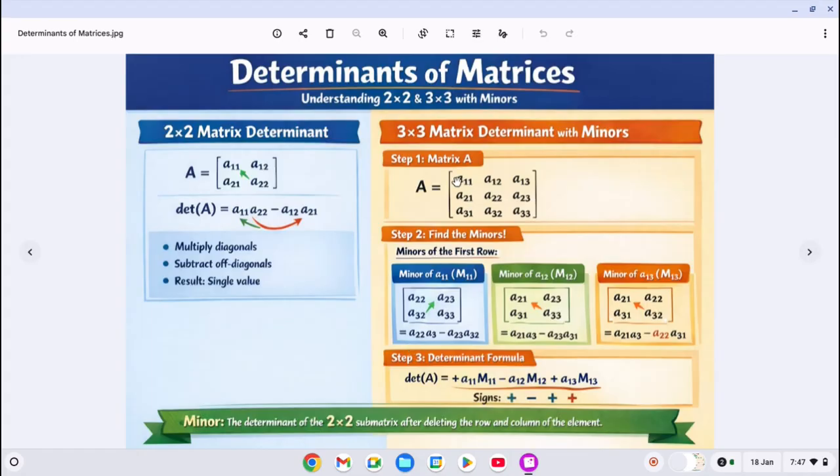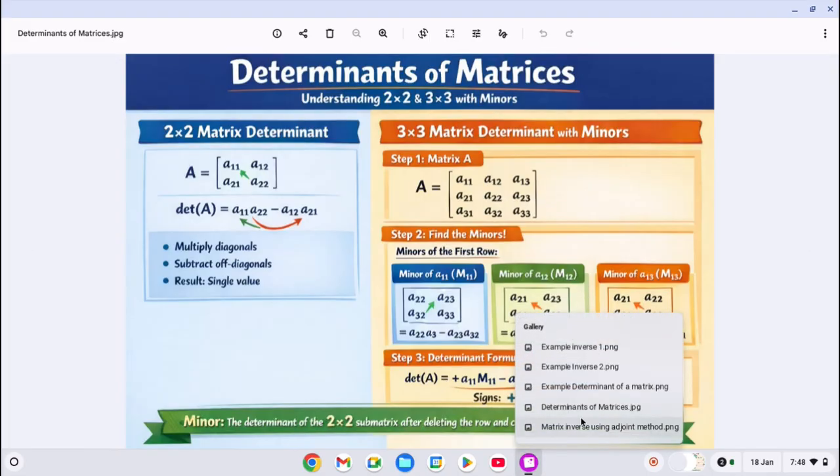See here, for A11, if we delete the corresponding row and column and find the determinant of the remaining things, we can get the minor of A11. What are all the remaining things here? A22, A23, A32 and A33. Likewise, you have to find the minors of all the elements of the first row and collect all the minors. If you substitute it in the formula, you can get the determinant easily. We can solve this sum with the help of this determinant formula.